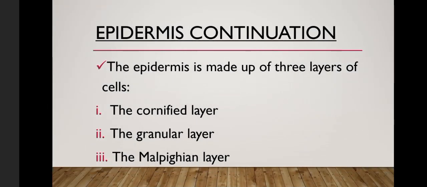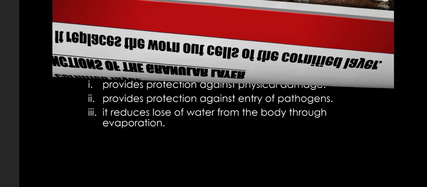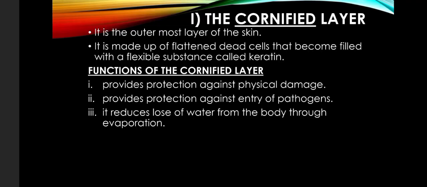Now, this layer that you're calling epidermis, grade 7 learners, I want you to note that it has been divided into three layers. The first layer we call the cornified layer, the second layer we call the granular layer, and the third layer is the layer that you're calling the malpighian layer. We are going to start with the cornified layer, and it is the outermost layer of your skin. That layer is normally composed of dead cells, and those dead cells are normally covered by a material that we call keratin.